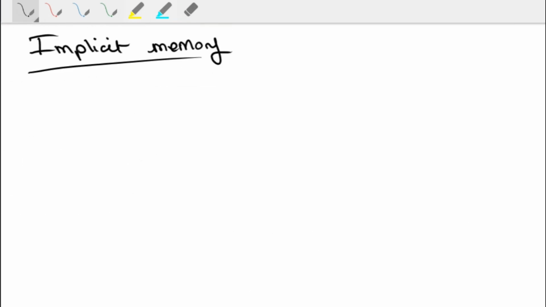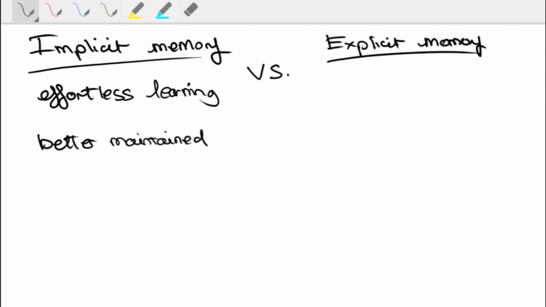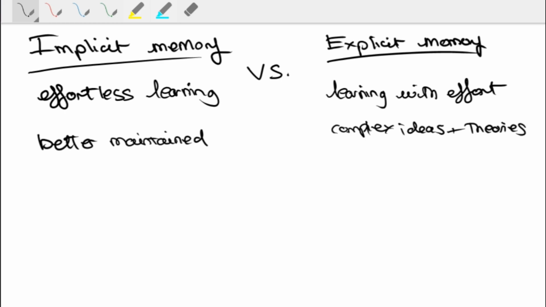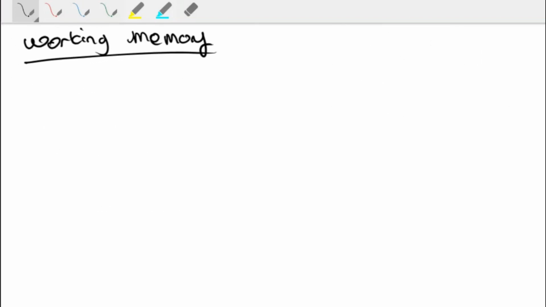Implicit memory, which is learned without any effort, almost subconsciously and automatically processed in the brain and retained in memory, is better maintained than explicit memory with age. Explicit memory is the opposite, meaning memory from learned information with effort, such as complex ideas or theories, or learning new languages. Working memory also shows some decline. As we've already learned, older adults have more difficulty in retaining information.